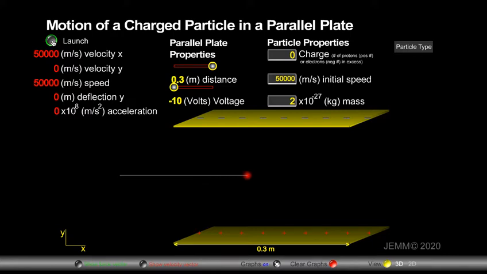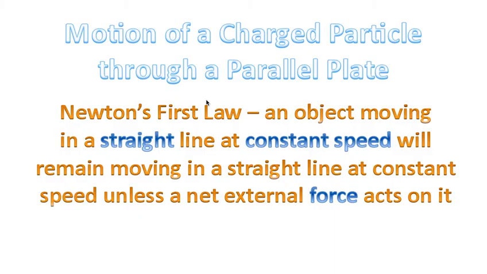Well, notice nothing happens. When the particle has a charge of 0, it's neutral. And it behaves just like Newton's first law tells us it should behave. Newton's first law says an object moving in a straight line at a constant speed will remain moving in a straight line at a constant speed unless there's a force acting on it. So when the particle is neutral, there's no force acting on it. So it continues moving in a straight line. So our goal today is to investigate what factors influence that force.